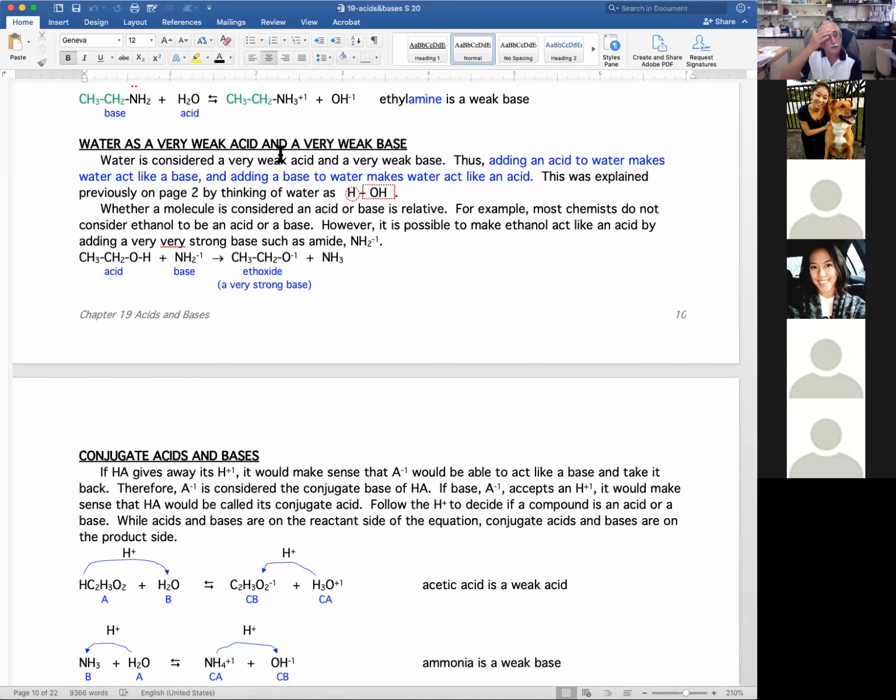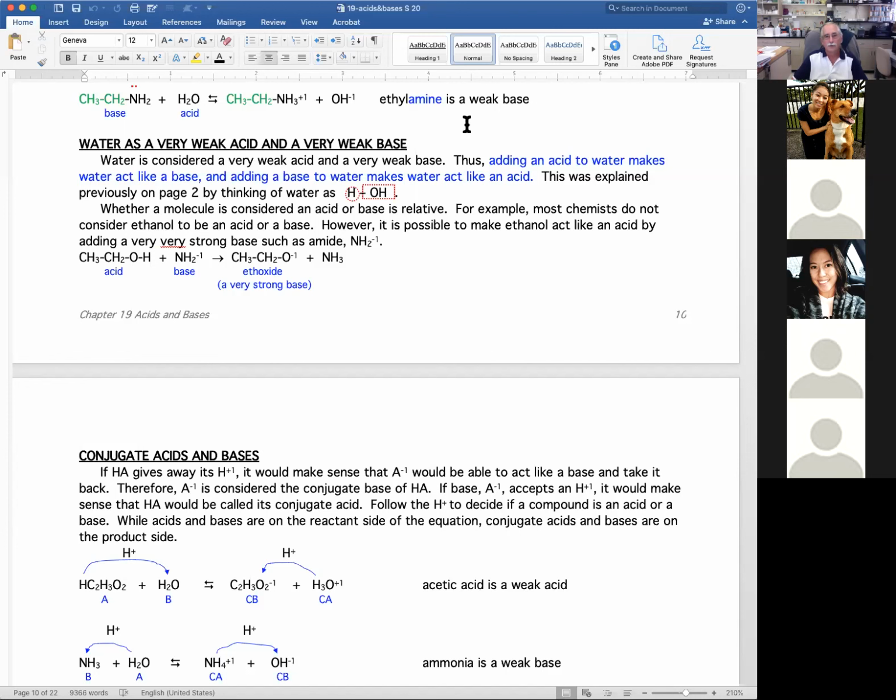So let's revisit water again. So we consider it a very weak acid, at the same time a very weak base. So adding acid to water makes water act like a base. Adding base to water makes it act like an acid. So whether a molecule is considered an acid or a base is really kind of a relative thing.